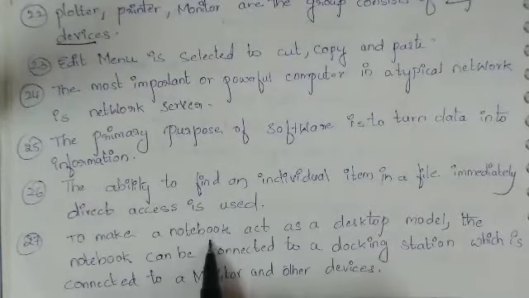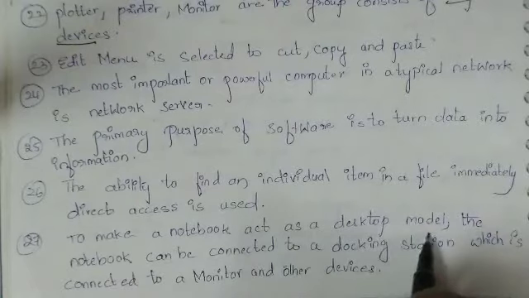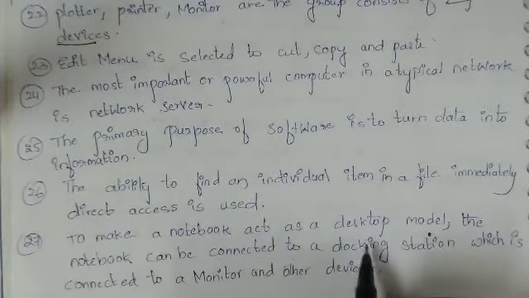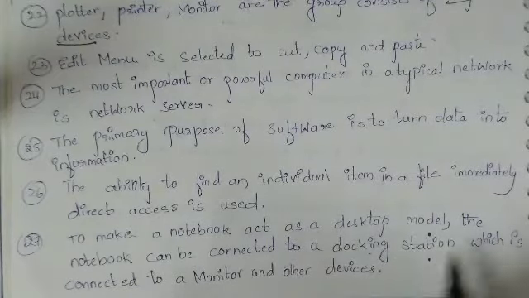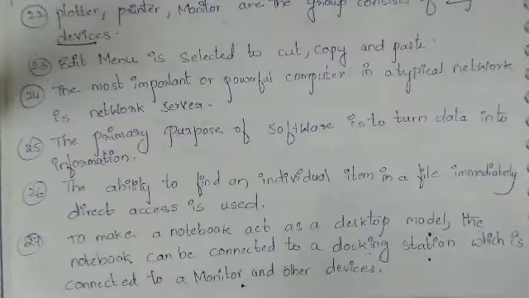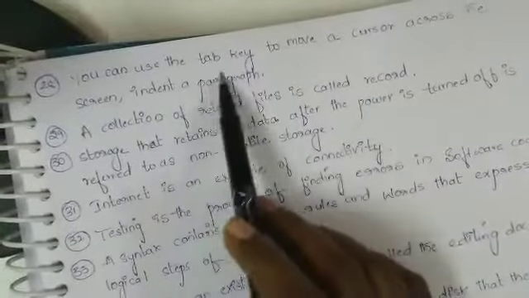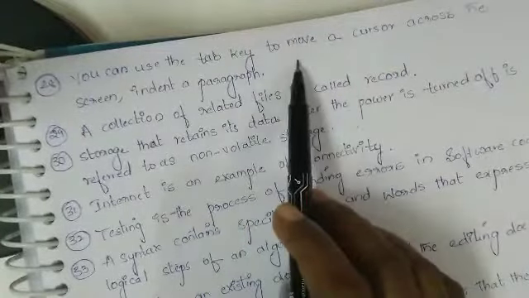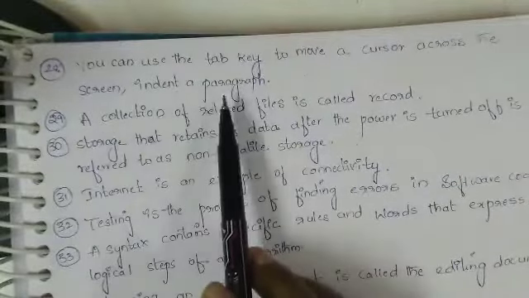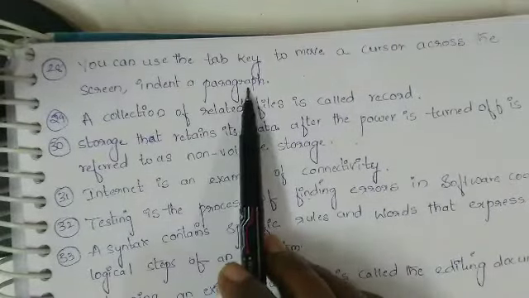To make a notebook act as a desktop model, the notebook can be connected to a docking station which is connected to a monitor and other devices. You can use the tab key to move a cursor across the screen, indent a paragraph.